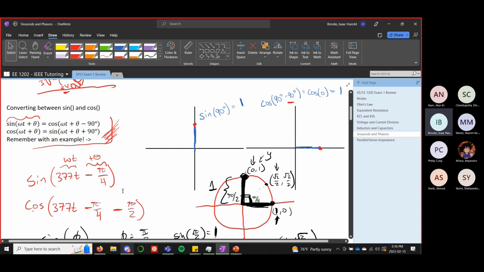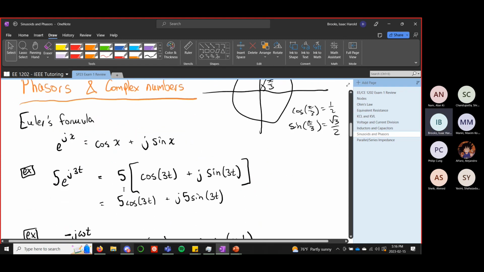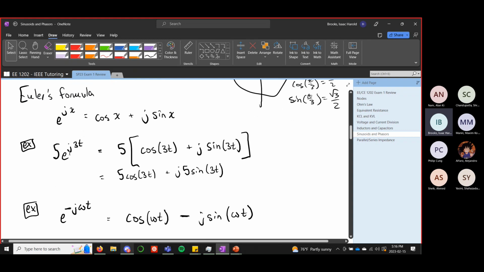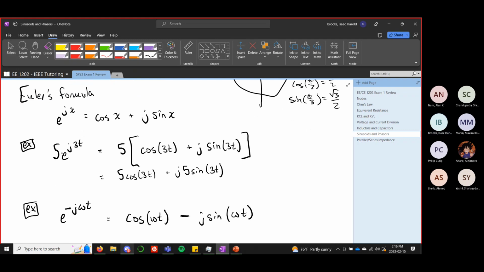But let's move on to some complex number stuff. So you guys have seen Euler's formula. e to the j times whatever x is cosine x plus j times sine of x. Okay? So if you have a number out front, that gets multiplied by both the sine and the cosine. If you have something else in the x here, that becomes the argument of your cosine and your sine functions. So 5e to the j times 3t becomes 5 times cosine of 3t plus j times sine of 3t.